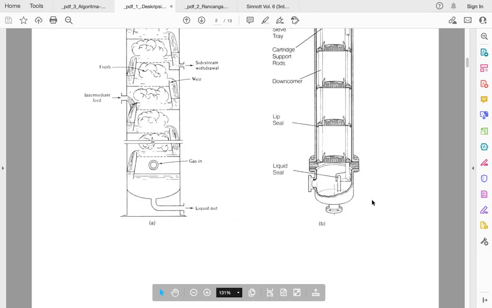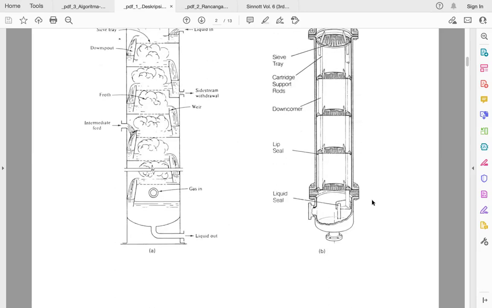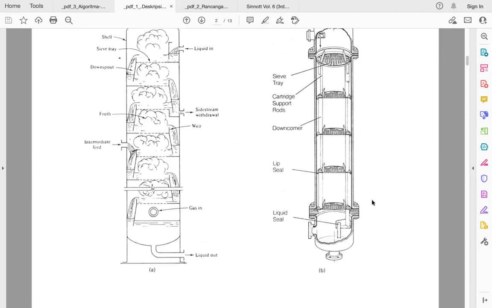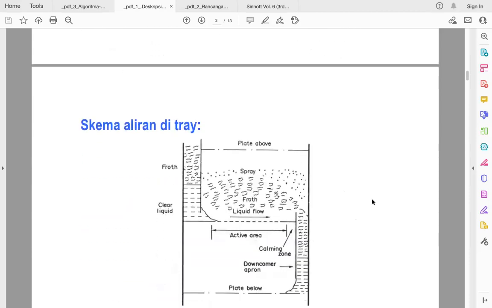Okay, so our job is to design all of that. How many trays we need, how long the trays are, the tray spacing, and whether we should have a baffle or not, and how big or small the diameter is. So we're going to design that based on some problem specification.